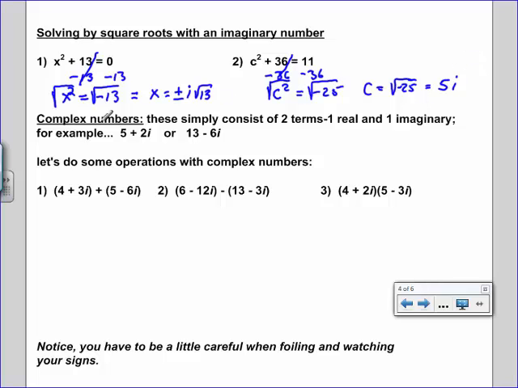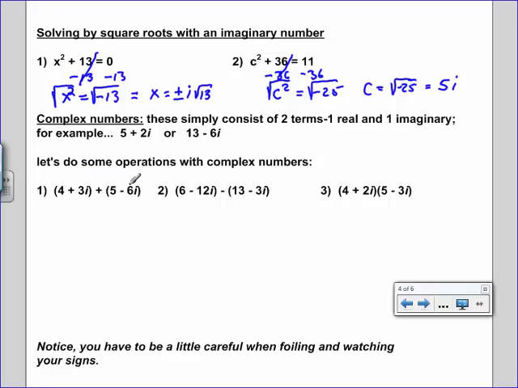Okay, complex numbers. This is simply when you have two terms, generally the ones we'll be dealing with, one real term and one imaginary. 5 is a real number, 2i is an imaginary number. In this example, 13 is a real number, and the negative 6i is imaginary. So complex numbers is just where you have the two terms, one real, one imaginary. So let's try a few operations here.